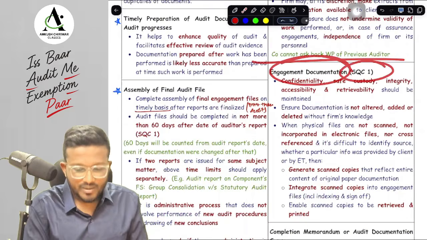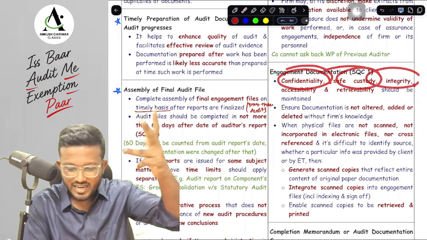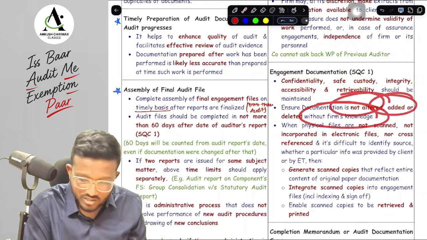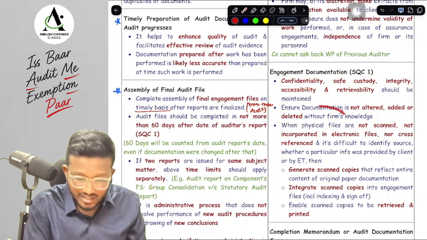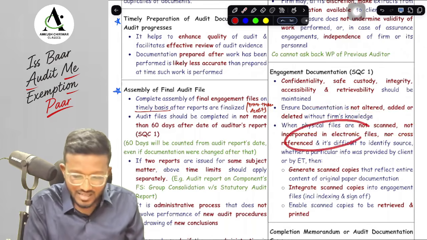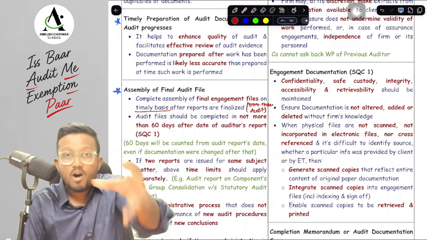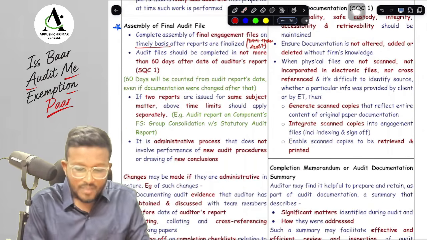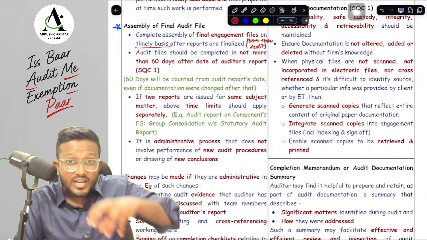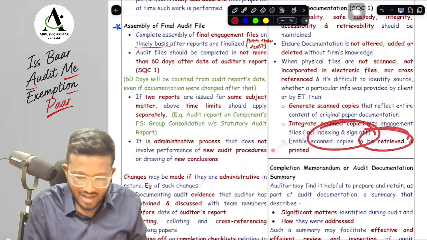In terms of engagement documentation, SQC 1 gives five features that we have to maintain: confidentiality, safe custody, integrity, accessibility, and retrievability. We need to ensure that without our knowledge, the documentation is not altered, added, or deleted. Next, when the physical files are not scanned, not incorporated, and not cross-referenced with the electronic files, it is difficult to identify the source, whether the particular information came from the engagement team or from the management. So here we need to generate scanned copies of the entire original document, integrate the scanned copies into the engagement files, and enable the scanned copies to be retrieved and printed.